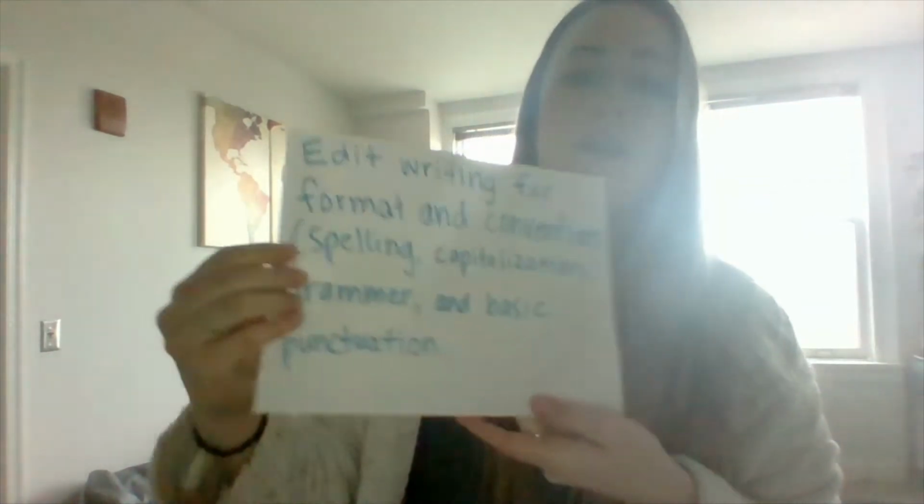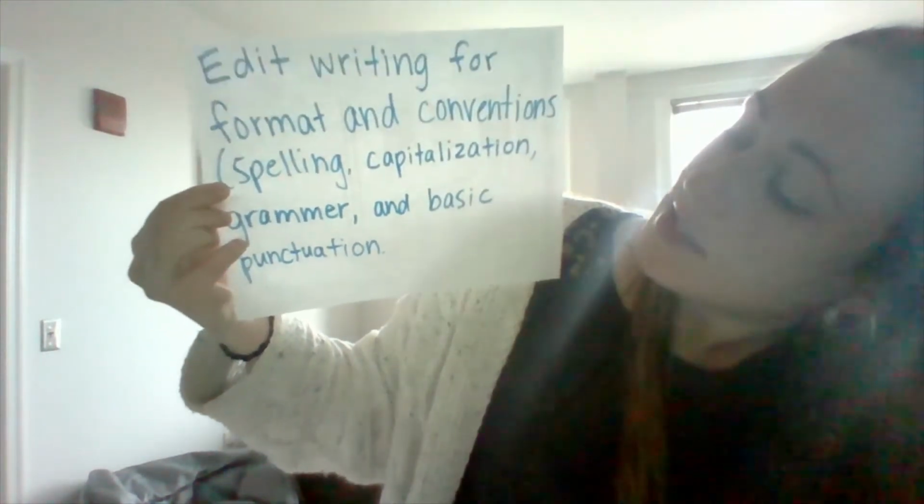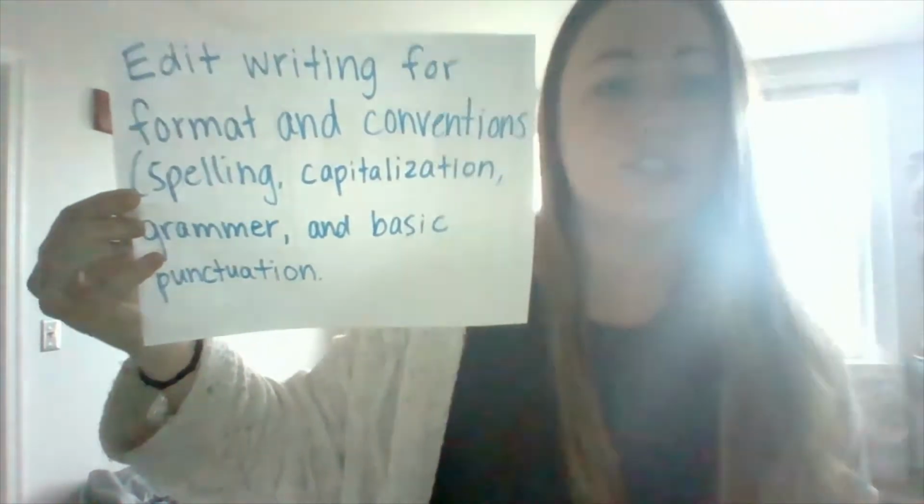My objective today is to edit writing for conventions and format, which would be spelling, capitalization, grammar, and basic punctuation. So we are on step 4, which is editing of the writing process. Step 4 is we're correcting our mistakes, correcting spelling, correcting grammar issues, fixing capitalization. So when we need capital letters, we're adding them, and we are adding in punctuation. We're making sure we have punctuation.